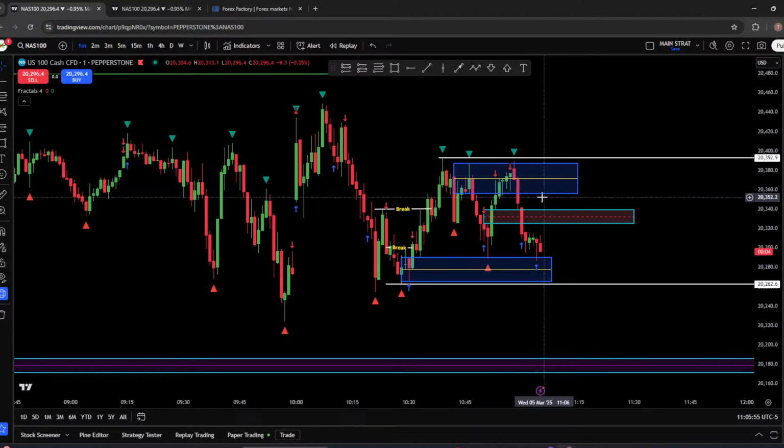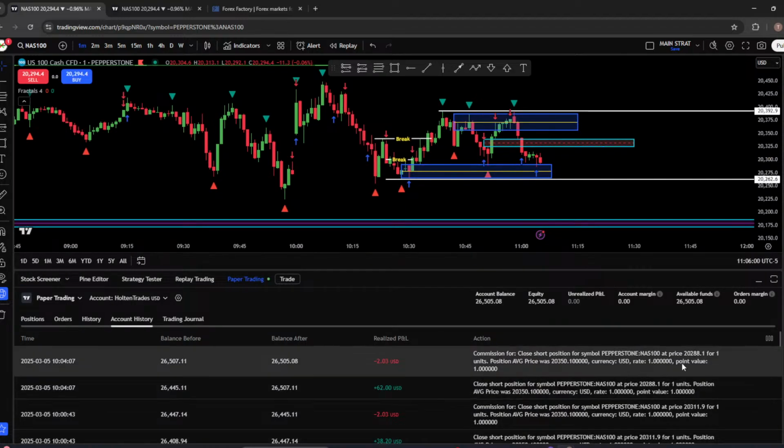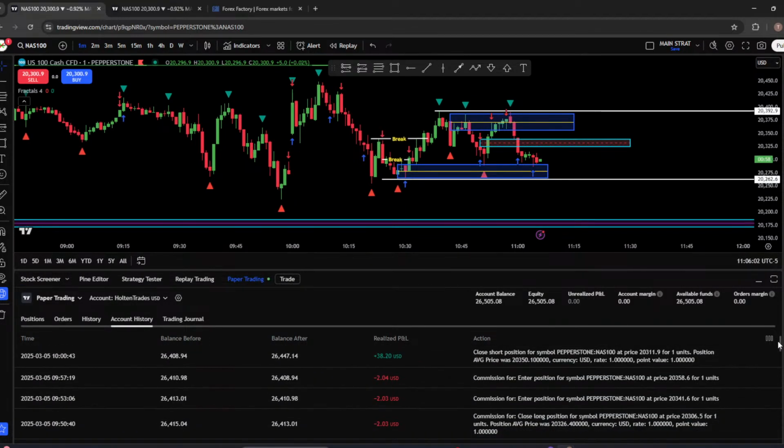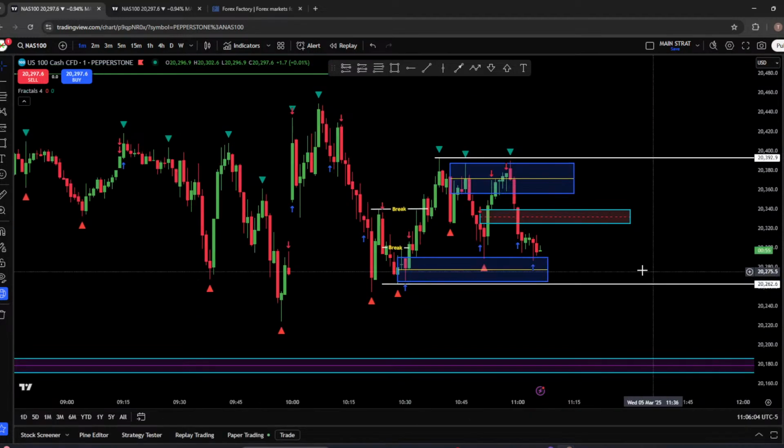All right, we got one winning trade. Needed that. So we got $90. So we're climbing our way back up a little bit, but this week has definitely been rough for me.